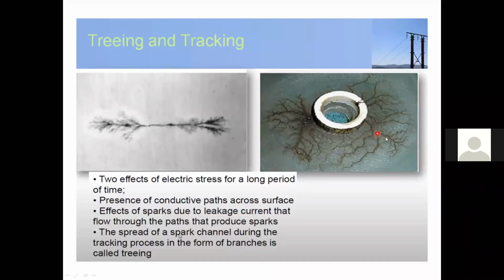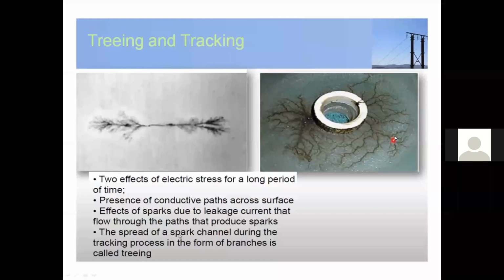These are like sparks. These sparks are formed in this manner, and then the sub sparks are observed in this manner. This is called the main branch of the spark, and then the sub sparks are also observed like this. So it looks like a tree. That's why this process is called treeing and tracking. The breakdown because of sparking on the surface of the insulating material due to leakage is called tracking.